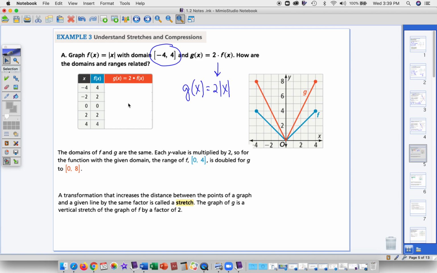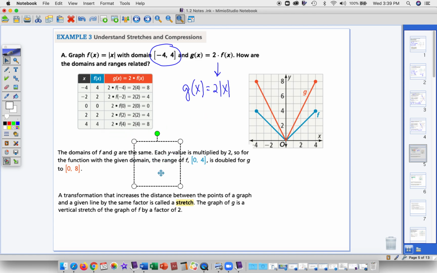So when x is negative 4, for g of x, the y value becomes 8. When x is negative 2, normally for the original function, we have a value of 2. We're doubling that, so it becomes 4. When x is 0, that's not going to change, right? 2 times 0 is still 0.